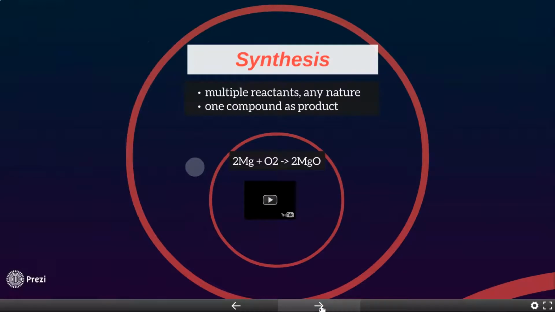Okay, so moving on to the fourth type, which is synthesis. Now it's only listed third on your organizer, but synthesis is the fourth kind of reaction. So it's kind of the opposite of decomposition. We're creating one product from multiple reactants. Again, the reactants could be anything, elements, molecules, compounds, but you wind up with just one product.